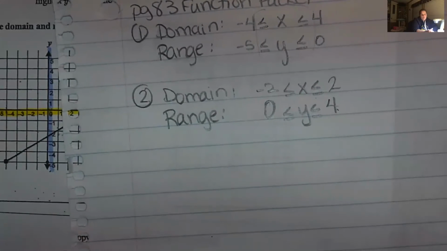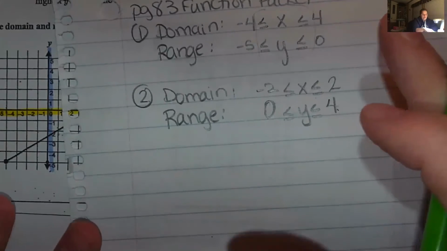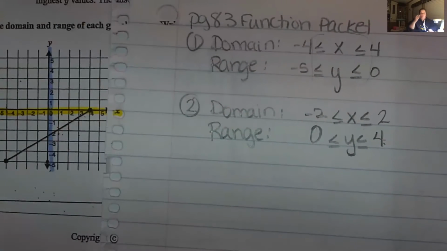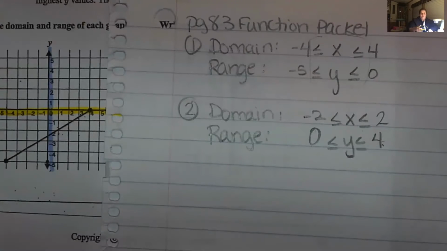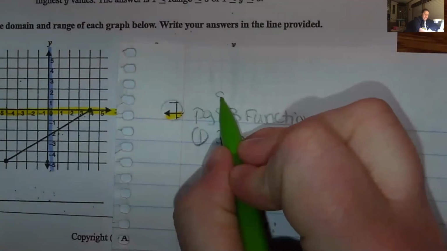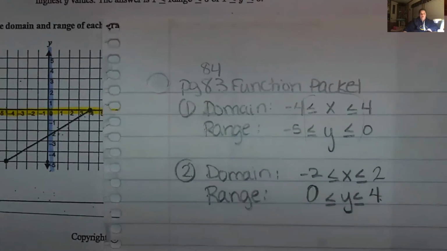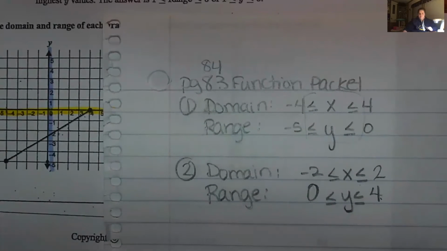So you have to do your domain and your range. That's page 83. Page 84 is exactly the same. You have to do that, so you might as well just put 84 with page 83. That's a continuation. Okay, the next page we're going to look at is page 87.